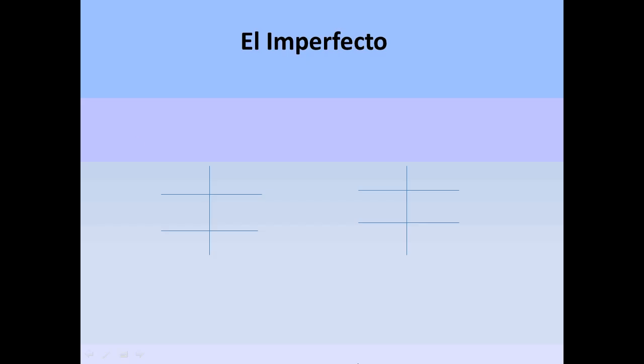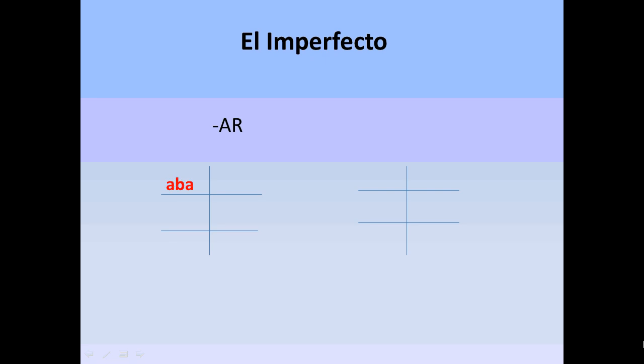Today you are going to learn the imperfect. You should have your imperfect graphic organizer with you. El imperfecto. There are two verb tenses in the past tense in Spanish. One is the preterite that you've learned. The other one is the imperfect.